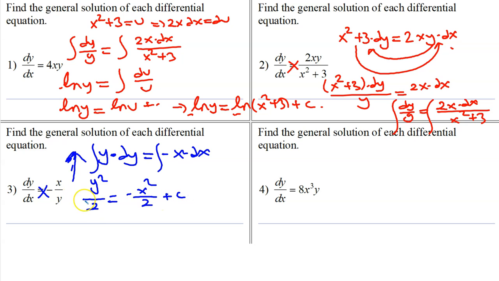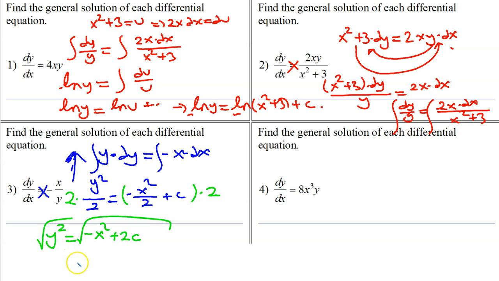Alright, so we have to get rid of these 2s. In order to get rid of these 2s, I'm going to multiply each side by 2. When I do that, I'm going to get y squared equals negative x squared plus 2c. Then we have to take the square root of each side to get y by itself. So we get y equals the square root of negative x squared plus capital letter C as my general solution for number 3.